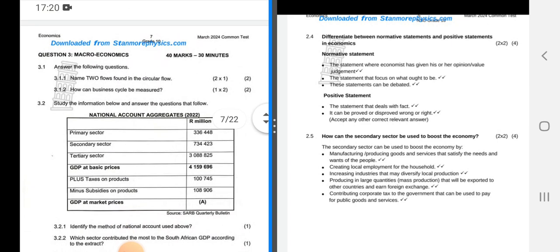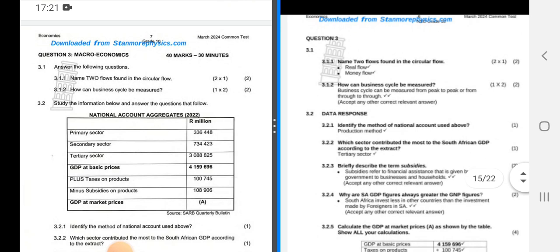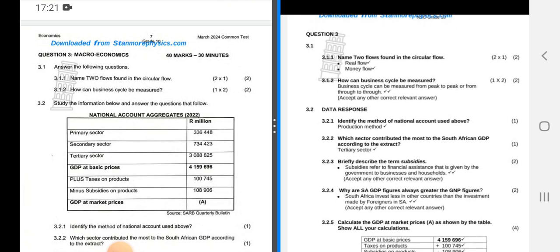Now we're in question 3. Answer any questions. So question 3.1.1 says name 2 flows found in a circular flow, that is real flow and money flow. So we have 2 flows in the circular flow. And 3.1.2 says how can the business cycle be measured? Well, the business cycle can be measured from peak to peak and from trough to trough, okay? And accept any relevant answer.